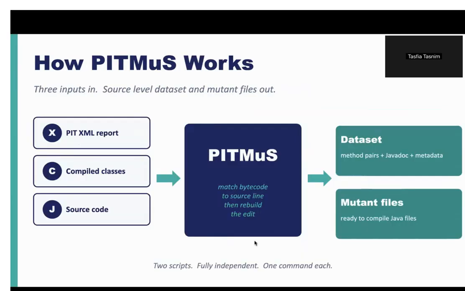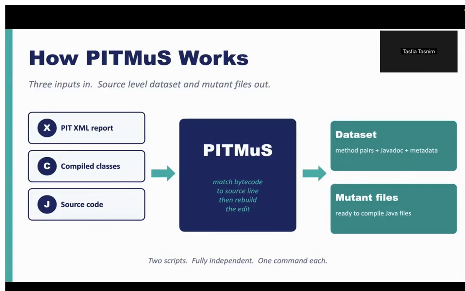PITMuS takes three things as input: the PIT XML report, the compiled class file, and the original Java source. It uses bytecode info to figure out which token on the line PIT actually changed. Then it rebuilds the edit in the source.